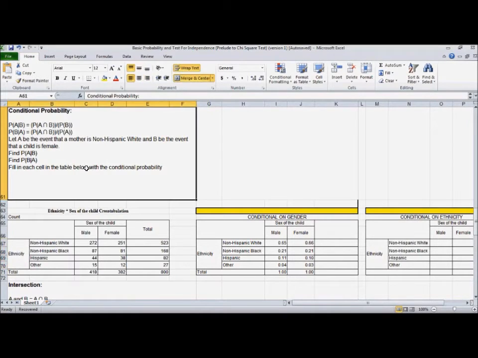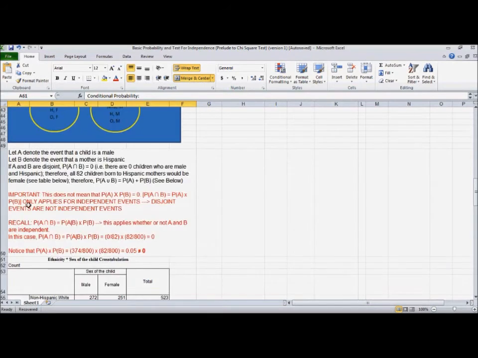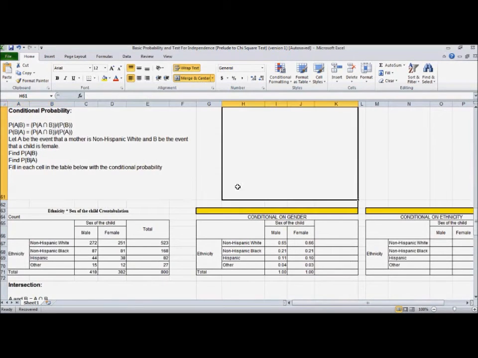When we see probability of A or B or anything like that, we simply look at the marginal total. For example, if I was to say that A indicated that a child was male and I asked you the probability of male, you would look at your marginal total, 18 over 800. And we just did that previously, two examples.